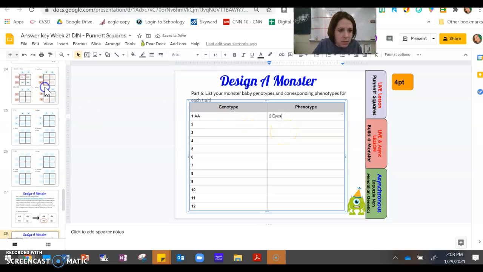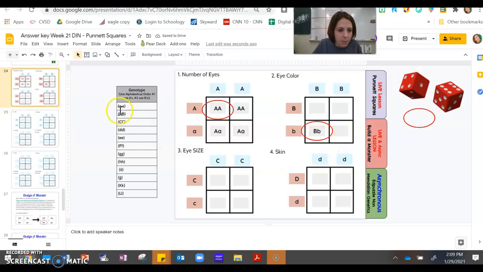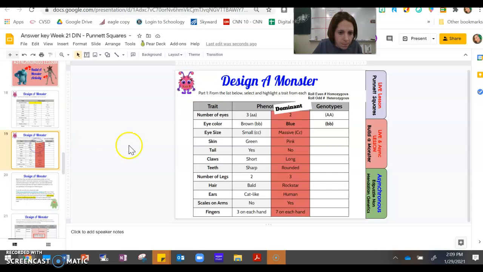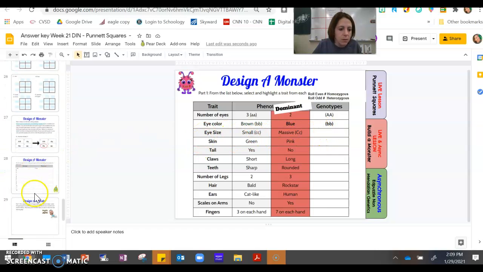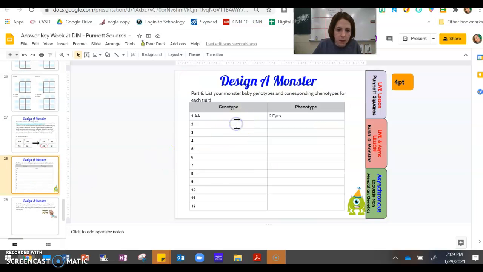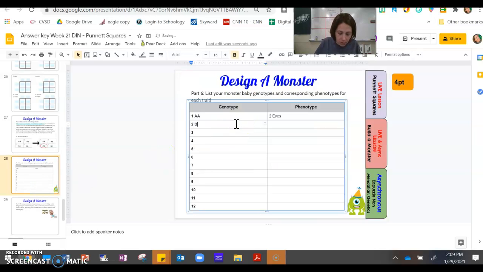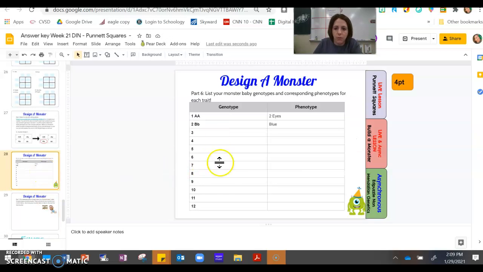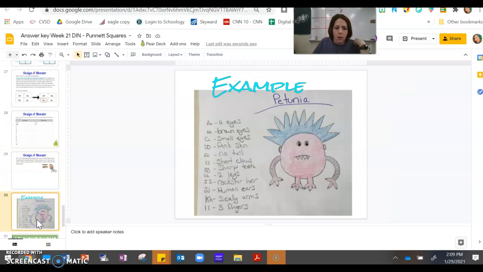In the next scenario, heterozygous dominant for the B's, that would be blue skin. Okay? So I'm passing on heterozygous dominant skin, and that color of that skin is going to be blue. And you're going to continue in that method until you have this complete chart filled out. Now I have 12 traits for my offspring. What's next? You draw it and you label the genotypes.